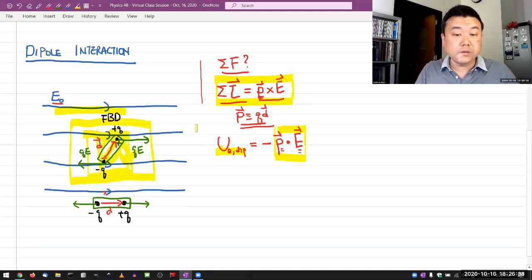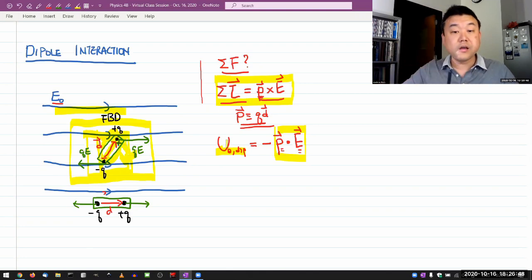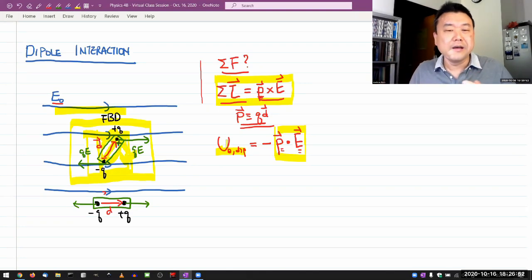So, with potential energies, it's always the difference that's dynamically meaningful. And here the zero is set where the dipole is at the 90-degree angle, where the torque on it is greatest. Not that that matters for the definition.